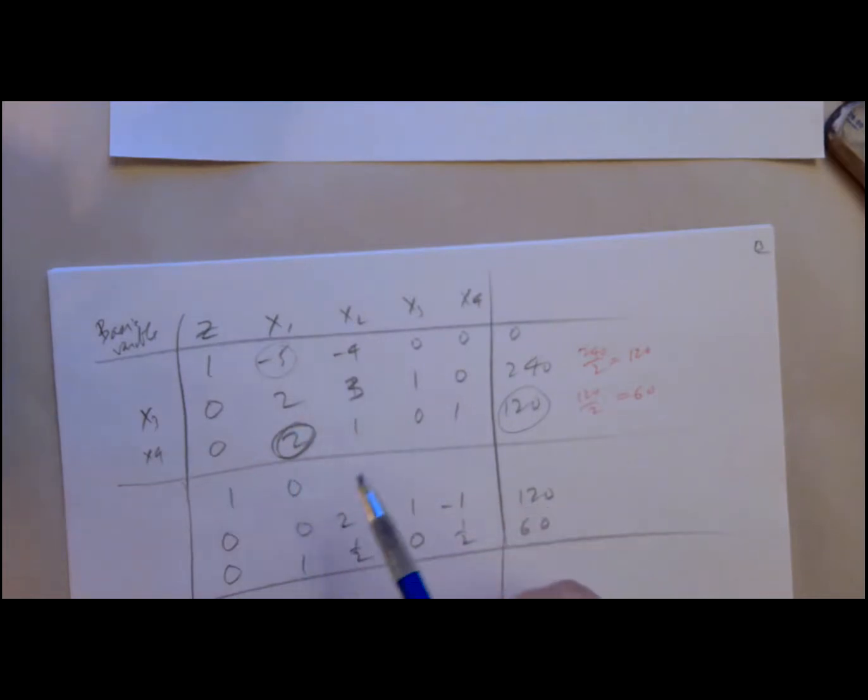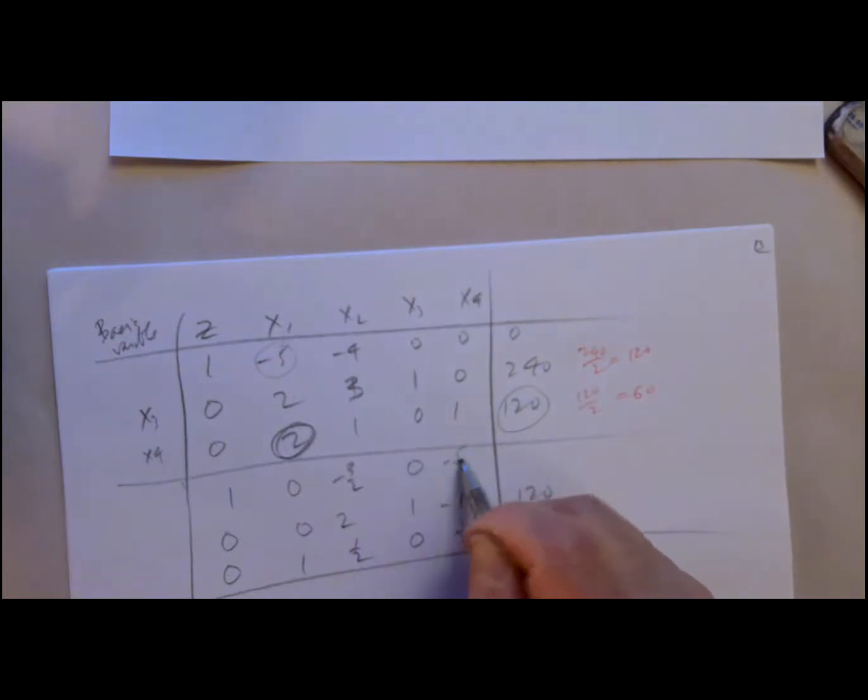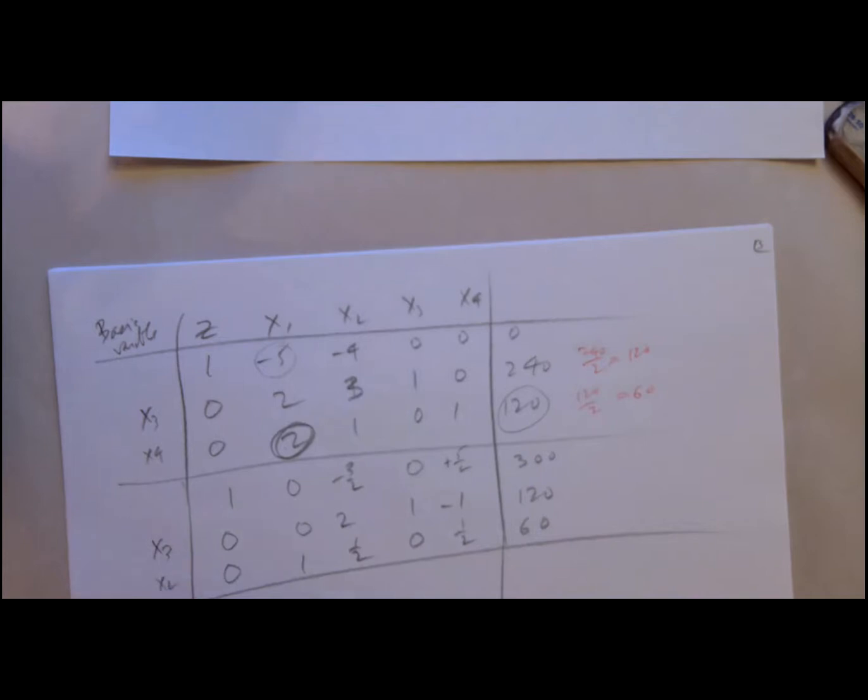I get 1, 0, minus 4 plus 5 halves is minus 3 halves. 0, plus 5 halves, sorry, 5 times this is plus 5 halves. And 5 times this is 300 plus 0 is 300. And now my basic variables are x3 and x2.